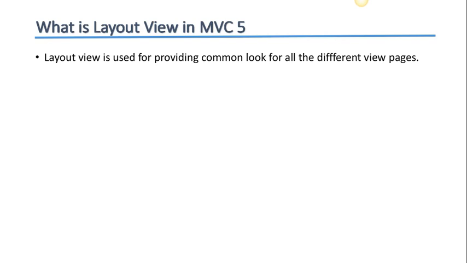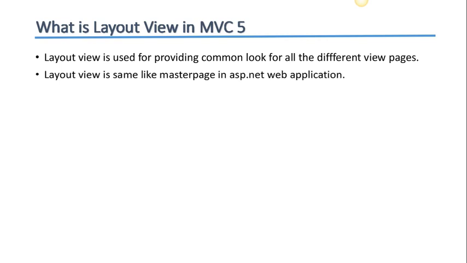So layout view is used for providing the common look for all the different view pages. So if you want to provide some common information throughout the different view pages, then we can use the layout view. Layout view is the same like the master page in ASP.NET web application. So if you want to provide some header and footer, if you want to provide some common information to the different view pages, we can achieve it by using the layout view in MVC.